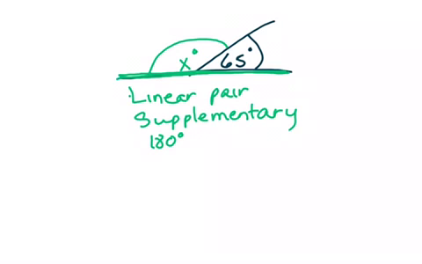So I have 180 degrees. I've already used 65 degrees, so I'm going to take that off. And when I stick it in my calculator, I have 115 left. So this right here is 115 degrees, and that's how you solve it.